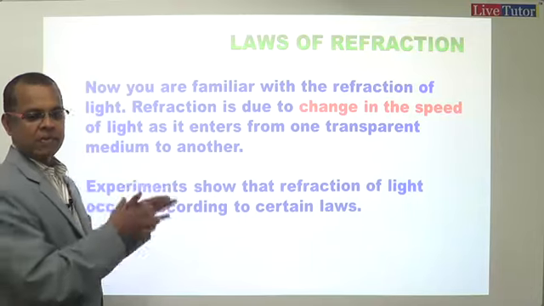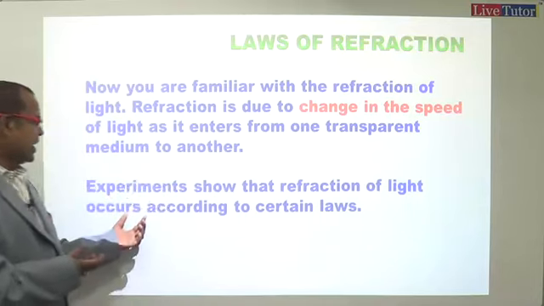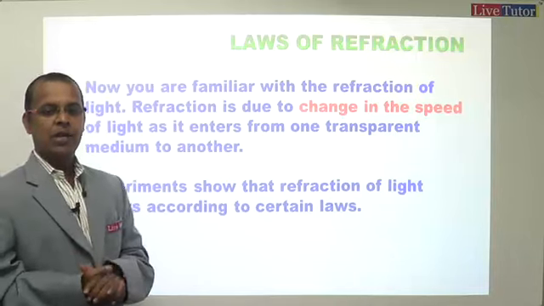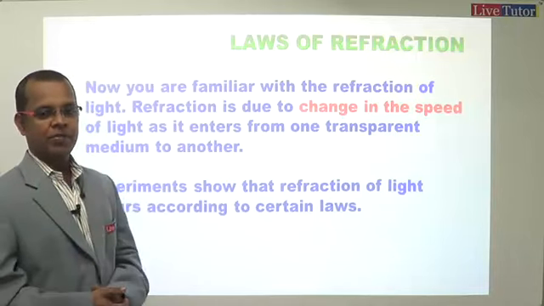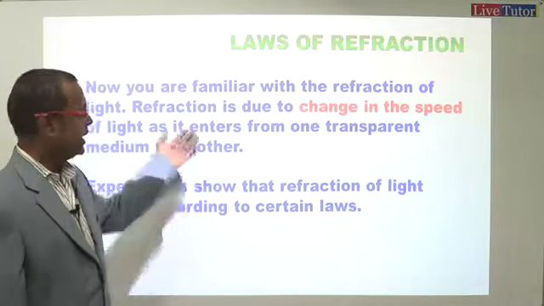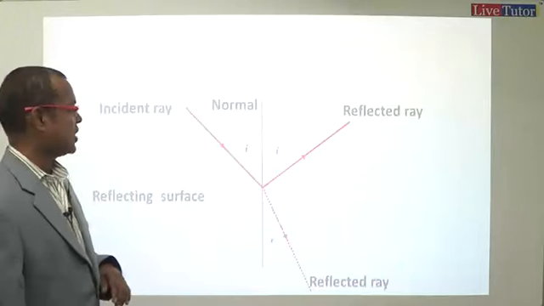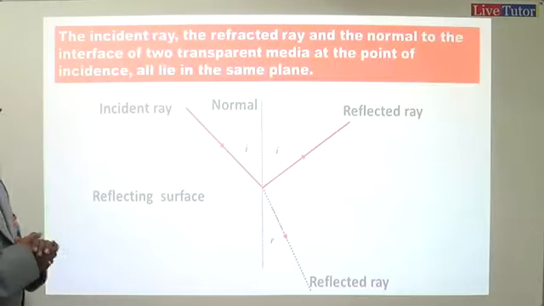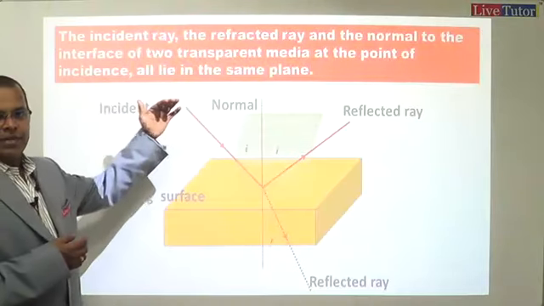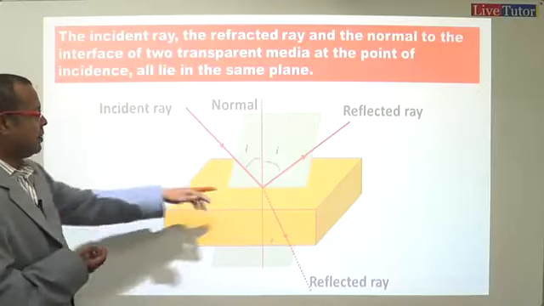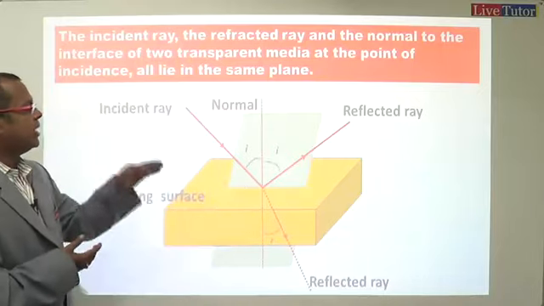Right? And these experiments show that the refraction of light occurs according to certain laws. They framed the laws by looking at the observation. From the observation they have inferred and framed two laws which are called the laws of refraction. Let us see the first law. The incident ray, the refracted ray, and the normal to the interface of two transparent media at the point of incidence all lie in the same plane.